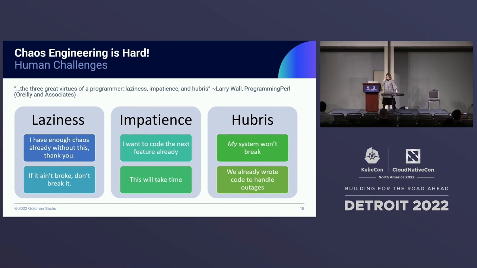And then there's impatience, right? I want to just code my next feature. This is going to take some of my time. And then hubris, right? My code won't break. I already wrote code to handle this scenario 2 years ago. Right, it might be true, but have you tested it recently? As we all know, it's always a moving target, and things change and the environment changes.